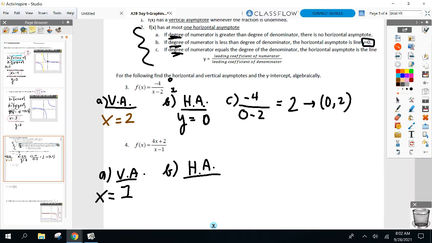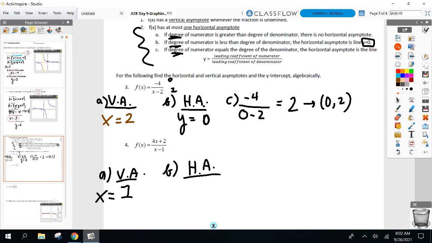Okay, Jeremy, what's the highest exponent in the numerator? 4. 4 is not an exponent. Exponents are the ones above the x here. So what's the highest exponent? 1. And what's the highest exponent on the bottom? 1. Okay, so does everyone see they're the same? 1 on top, 1 on the bottom. So go back, reread your rules. This is letter C. If the numerator and denominator are equal in degree, here's the horizontal asymptote. It's the numbers out in front divided by each other.